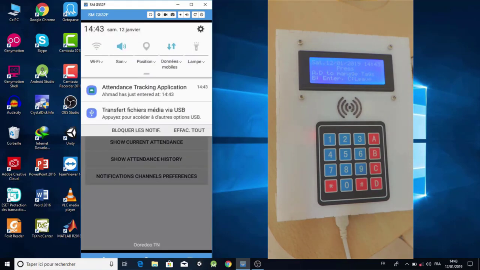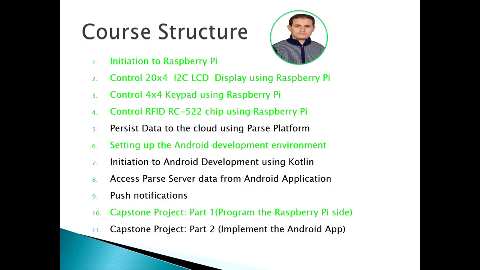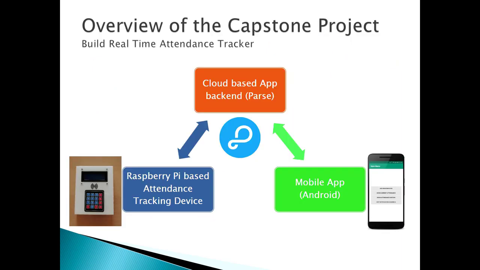Note that the sections having the green color will be taught by Mr. Mohammed Belhassan, and the blue ones will be taught by me, Ahmed Snoon. So in this project, we will see how to track employee attendance in real time using a Raspberry Pi based device and an Android Kotlin mobile application.